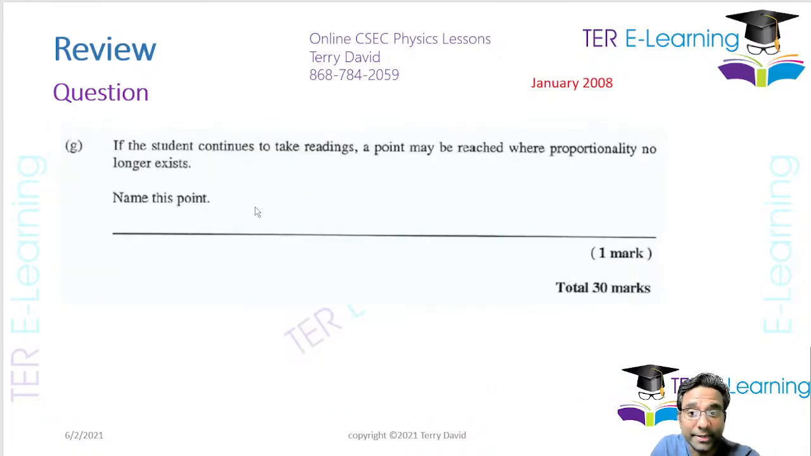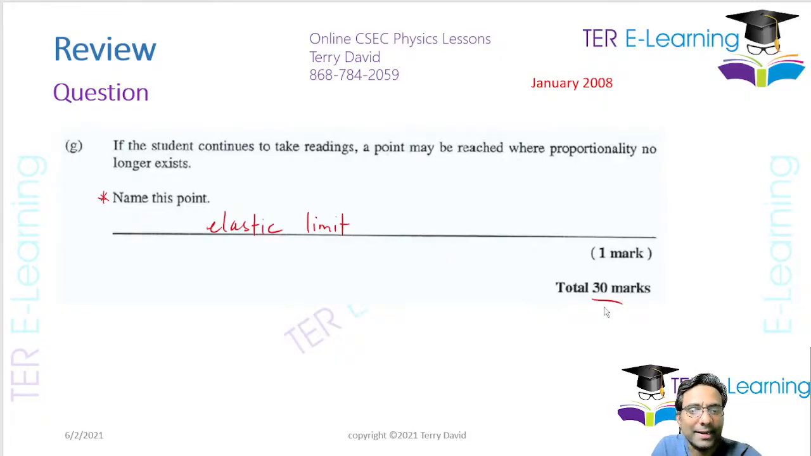Oh, we still have a next part here. They said if the student continues to take readings, a point may be reached where proportionality no longer exists. Name this point. Now here's the thing. CSEC kind of interchanges the words elastic limit and limit of proportionality. They use the terms interchangeably. So what I'm going to put here is elastic limit, but the actual answer is limit of proportionality.